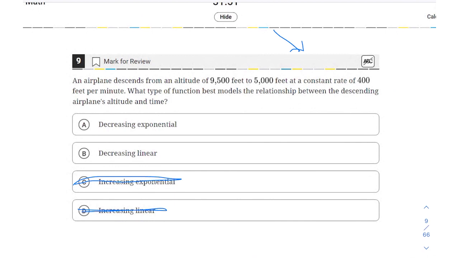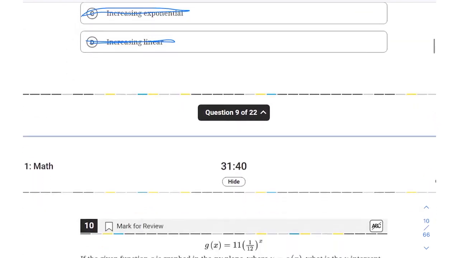And there's one key word in this question, and that's right here. It's a constant rate. If it's a constant rate, that lets us know that the relationship will be a linear relationship. And therefore, our correct answer for number 9 will be answer choice B. All right, let's take a look at number 10.